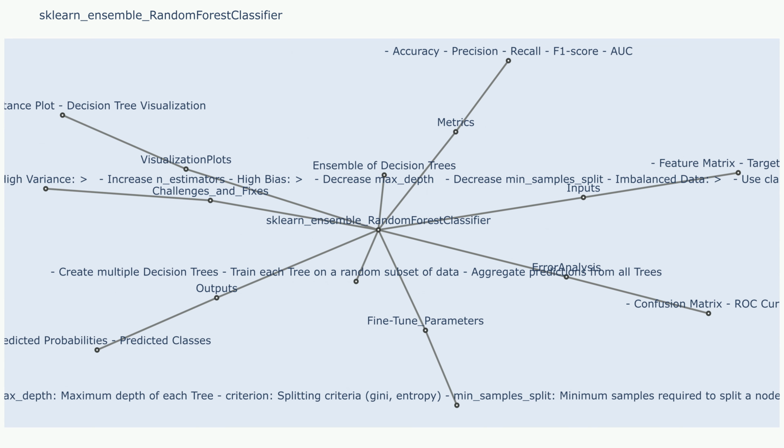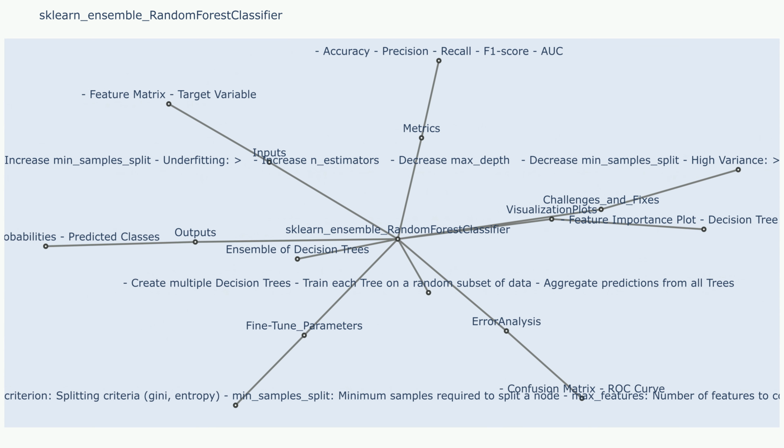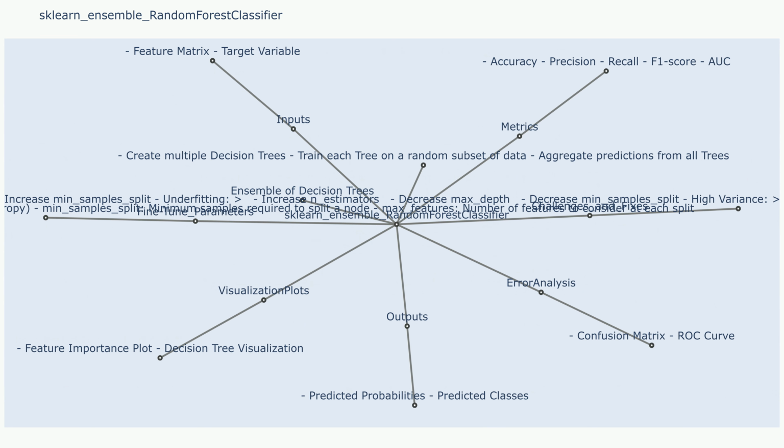Challenge: too high variance. Random forests can be sensitive to the specific training data, leading to high variance in the predictions. Sample use case: a model trained on a dataset with a few outliers might be heavily influenced by those outliers, leading to inaccurate predictions for new samples. Fixes. Increase the number of trees, n_estimators.